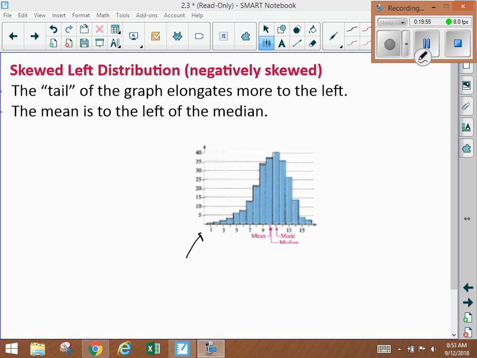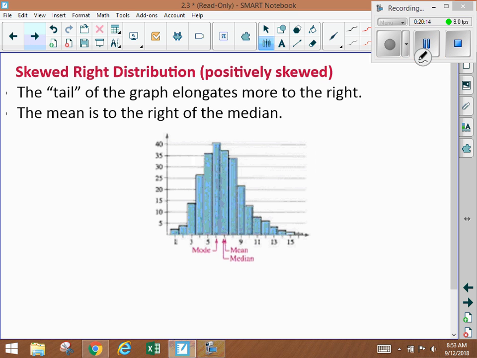Skewed right is pretty much just the opposite. If the tail is over on the right-hand side, it's going to be skewed right. Like that. The tail elongates toward the right, so it looks like it's skewed right.